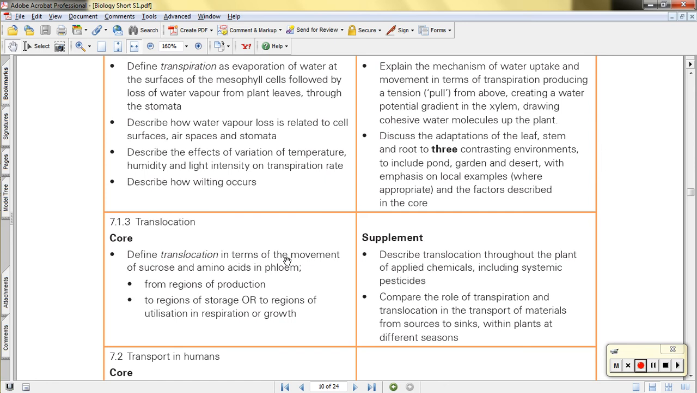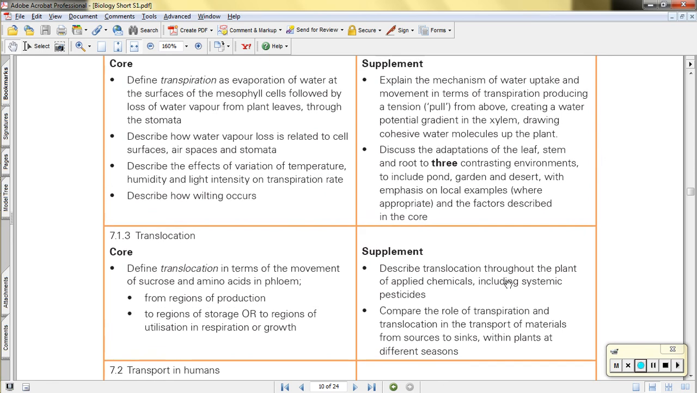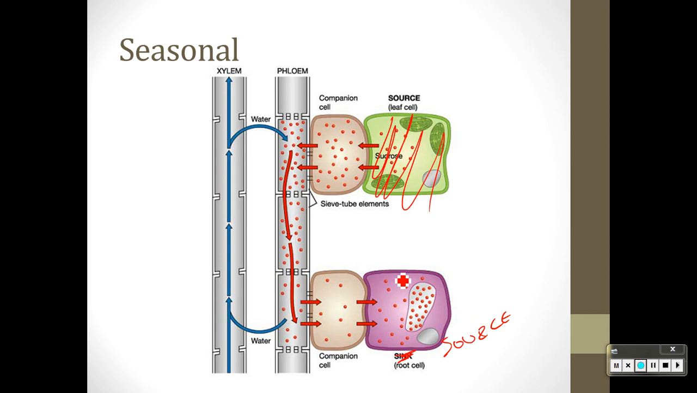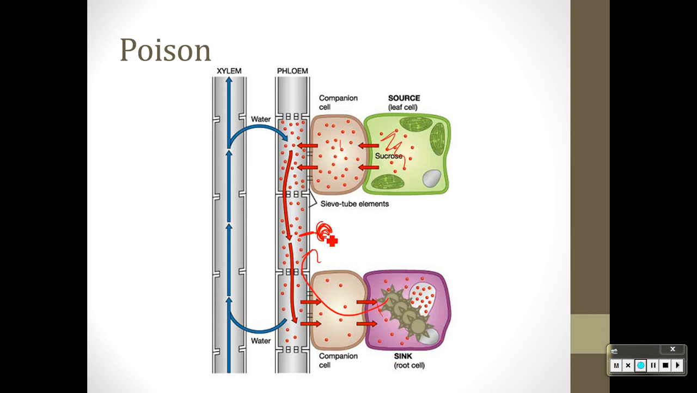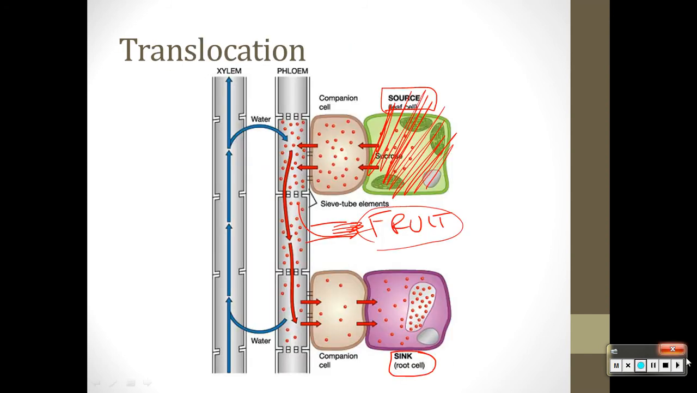Okay, translocation, bang bang. Compare the rate of transpiration and translocation within plants at different seasons. So we kind of got into that. Just think about it. It's not that difficult. So pesticides and herbicides both work. So that's the poison through. So we can kill either whatever's eating the plant, or we could kill the plant itself with a pesticide or an herbicide.